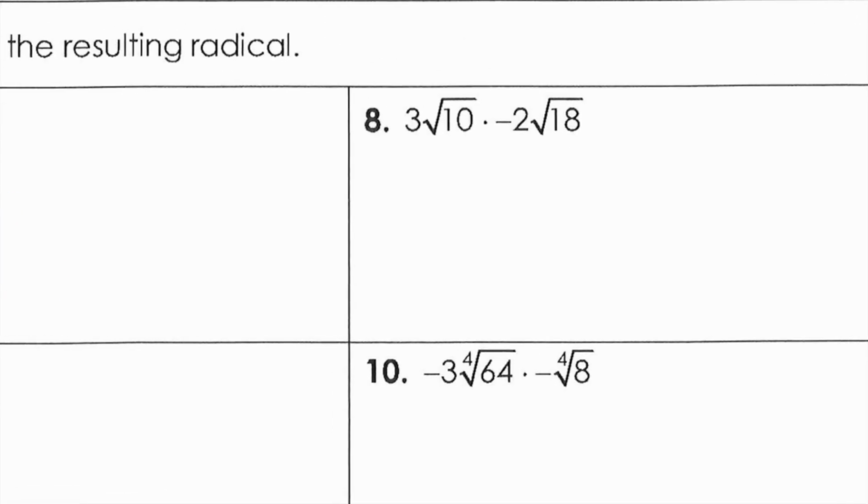On number 8, you multiply the 3 times the negative 2, the outsides together, and get negative 6. On the inside of the radical, you do 10 times 18 and get 180. And then you just start simplifying this. So negative 6 times the square root of 36 and the square root of 5, which is negative 36, as we do negative 6 times 6, which is the square root of 36, times the square root of 5.